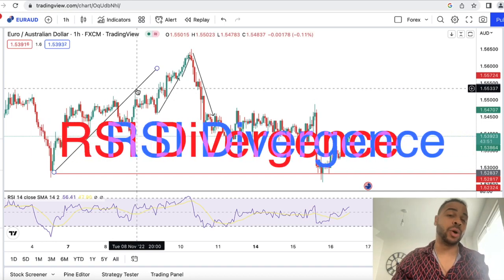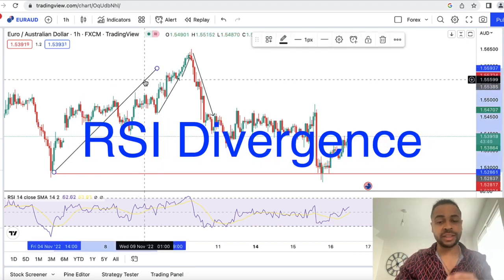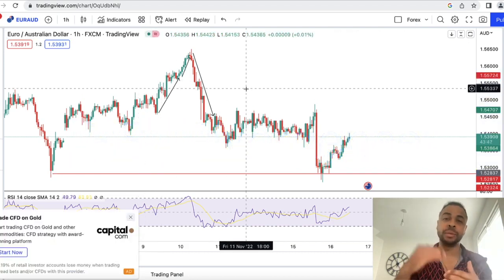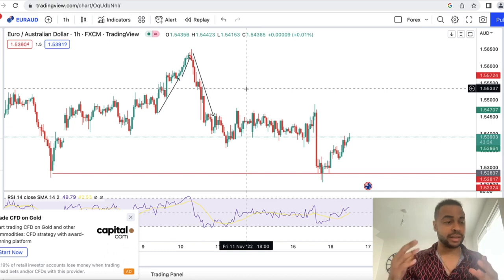Well, that's something called RSI divergence. So basically, RSI divergence is when the price makes a new high but the RSI doesn't, or the price makes a new low but the RSI doesn't. Bearing in mind that the RSI basically calculates and shows the momentum of the price action.